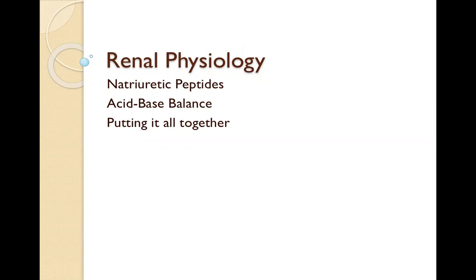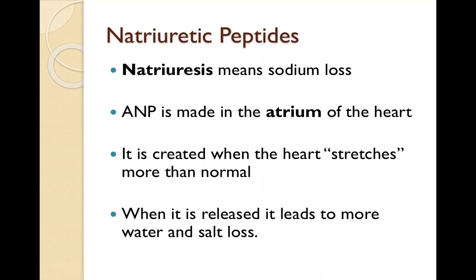So we'll start off by discussing natriuretic peptides. All natriuresis means is sodium loss. There is a substance that is known as atrial natriuretic peptide that's made in the atrium of the heart. It's created when the atrium stretches more than normal. So it's really related to fluid volume. When you have too much fluid volume, it will be created and released. And when it is released, it leads to more water loss and salt loss.